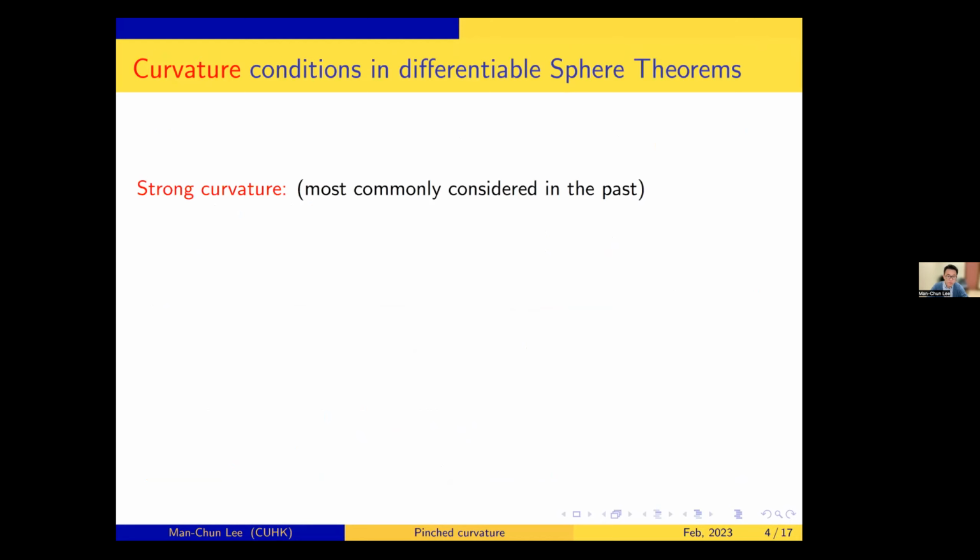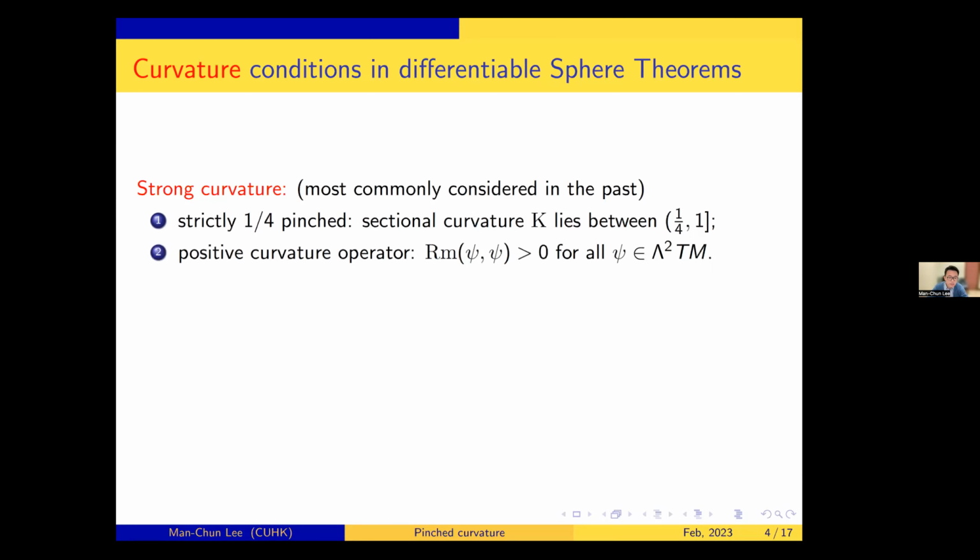I want to get some feeling on what is the strong curvature that we should start with. First of all, in the compact case, the sphere theorem has a long history. At that moment, people were studying the so-called strictly one-quarter pinch condition, which says that if the sectional curvature lies between 1/4 and 1, strictly above 1/4, then they ask whether the manifold is a sphere.